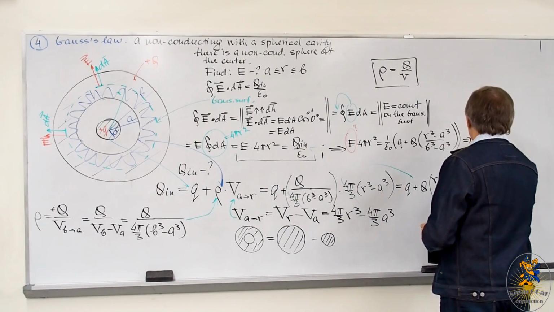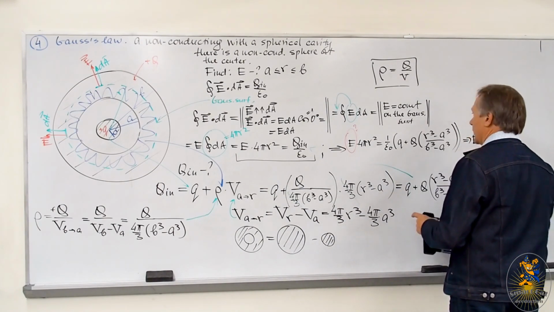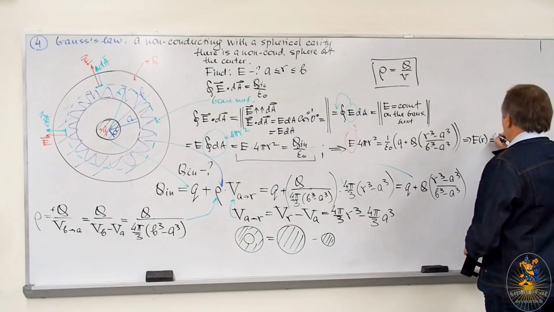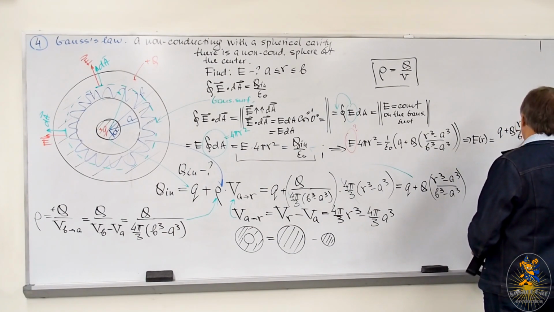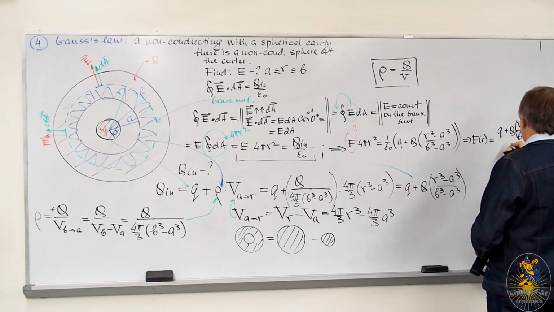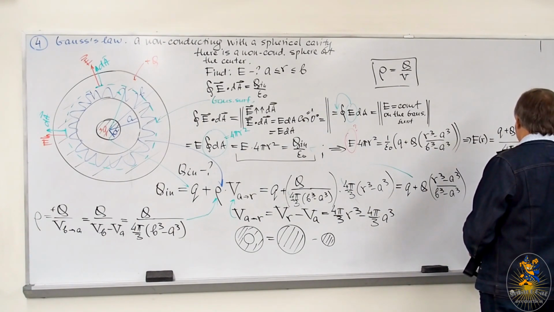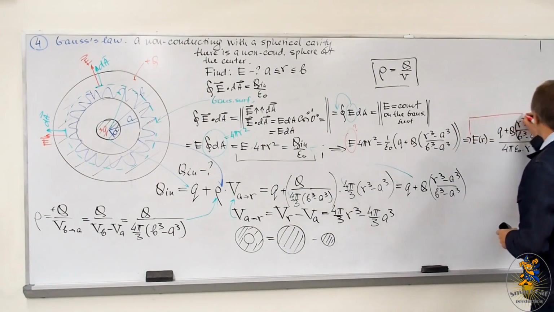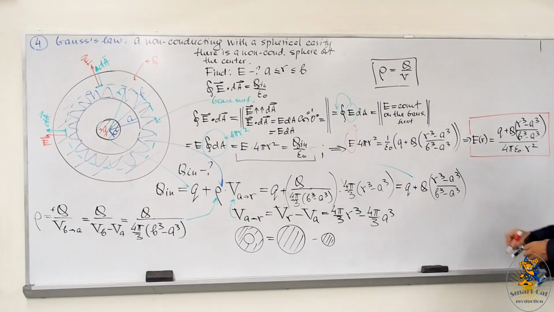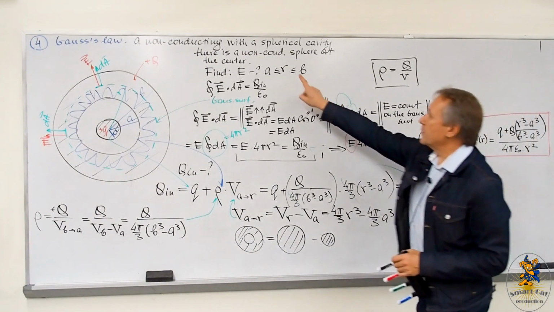And so E as a function of r will be equal to Q plus Q capital R cubed minus a cubed, divided by 4 pi epsilon naught r to the power of 2. And again, that would be for the region between A and B.